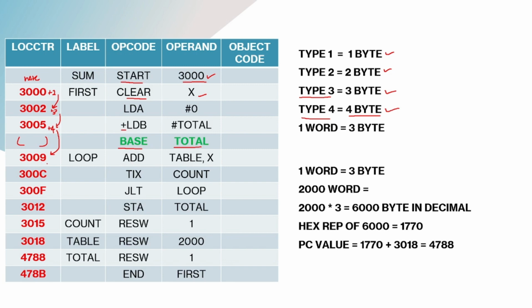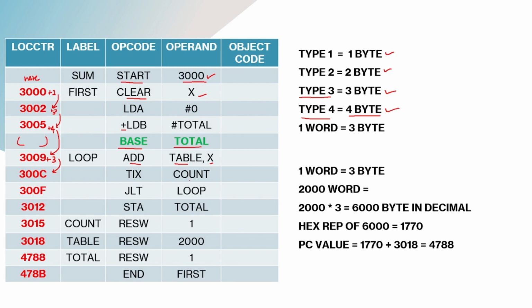At 3009, the location counter, we have ADD TABLE,X. This right here is of type 3 because we don't have a hash right here, and no registers are being used. As a result, it occupies 3 bytes of space. So now we add 3 to the current location counter value. So it points right here, 300C. See, I'm telling you, these are hexadecimal values. That is to be noted.